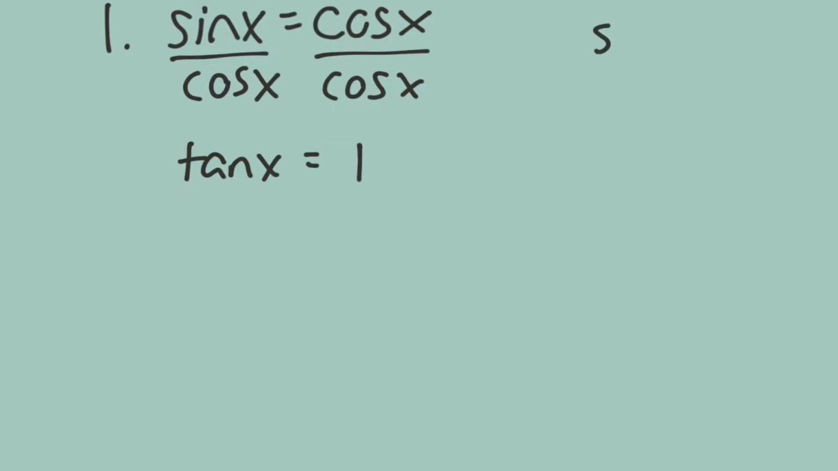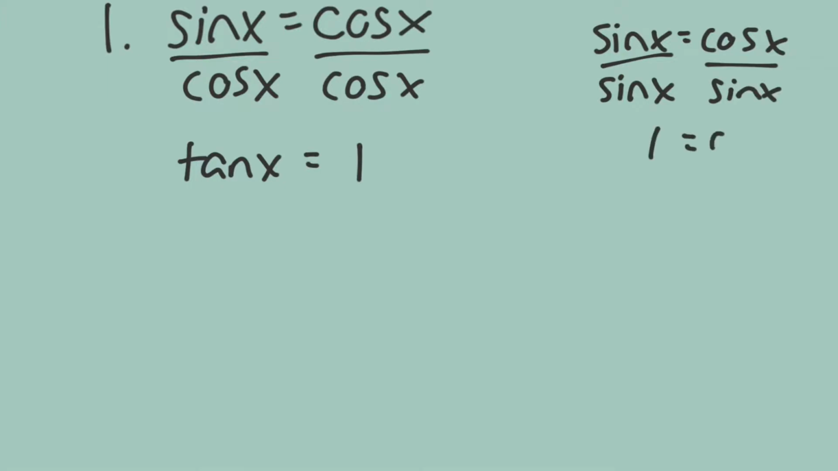From the beginning, if you're wondering if we could have divided by sine of x instead, we could have. Sine divided by sine is 1. Cosine over sine is cotangent. So this would have been fine too. It just makes this next step a little harder because now you're solving for something that has a cotangent in it instead of a tangent.